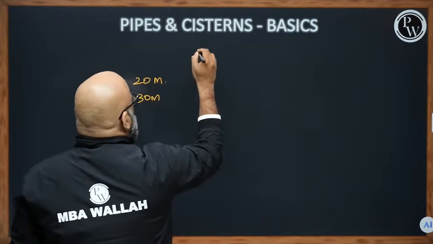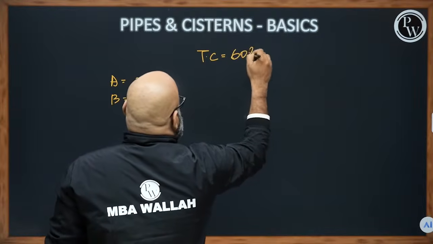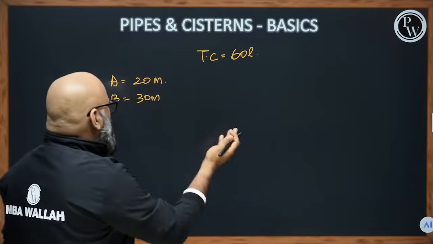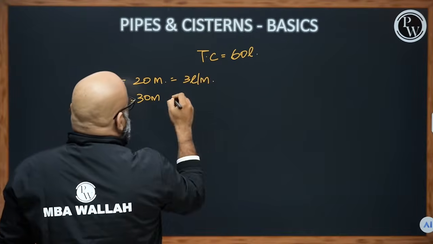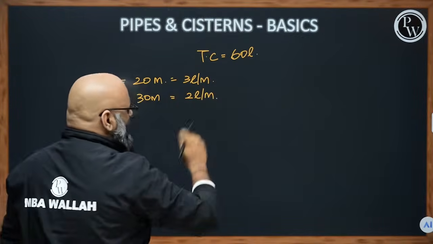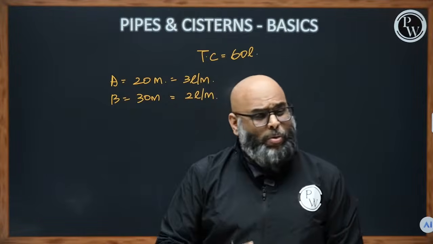Instead of calling it total work, we start calling it the total capacity. And instead of units, I'm going to call it liters. That's all. So 60 liters in 20 minutes, that's 3 liters per minute. 60 liters in 30 minutes, that's 2 liters per minute. Same funda, 5 liters a minute, and total time taken will be 12 minutes.